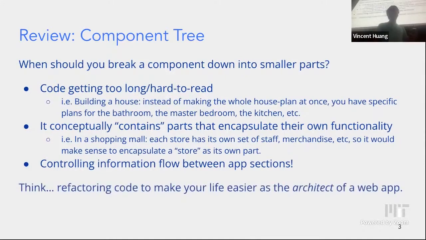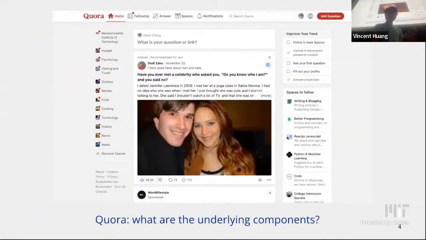So in general, you should think of the component tree as a way to refactor your code to make your life easier when you're designing a web app. All right, so let's do some more review of different components. This is the Quora page. Does anyone have any ideas for the underlying components for this page? We've done this a few times already, so this should not be very hard.